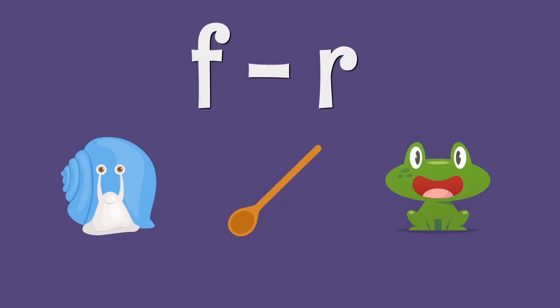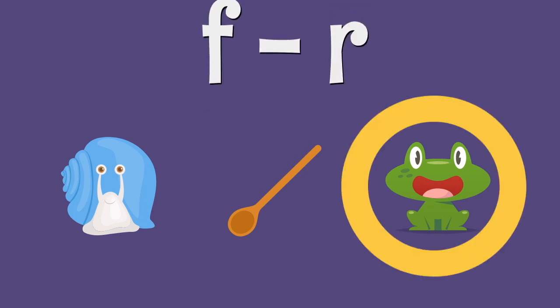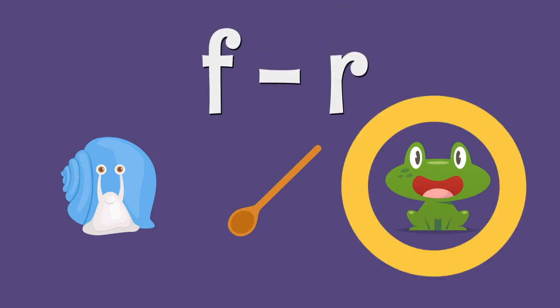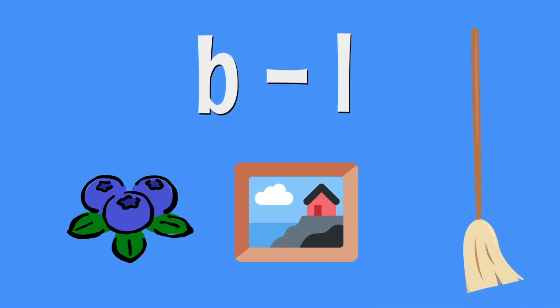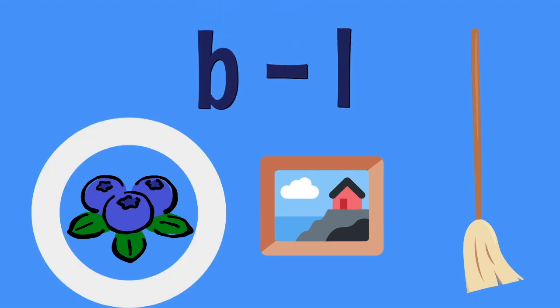Let's try it another way. Which one of these 3 pictures begins with the FR beginning blend? It's not a snail. It's not a spoon. The word frog begins with FR, frog. Which one of these pictures starts with the beginning blend BL? That's right. Blueberries, not frame or broom, has the beginning blend BL.